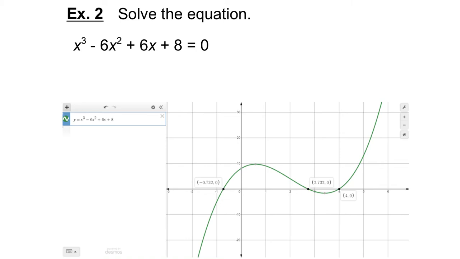Remember, we're looking for when the equation equals 0. That's the x-intercept. So it looks like I have 3 different x-intercepts. So there's going to be 3 different answers for x. So I will say x equals the set of negative 0.732, 2.732, and 4. And that is pretty much it. That's how you can solve equations using technology.